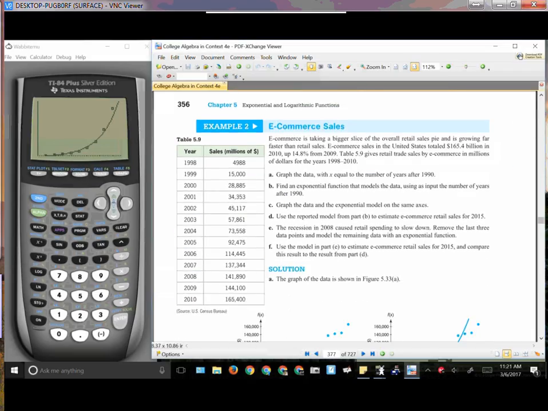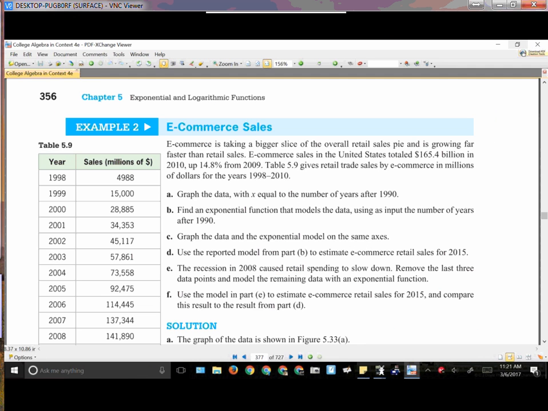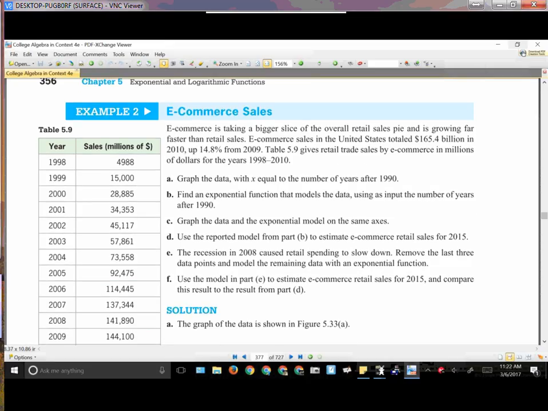Now, here's another situation where they want us to go through and graph things out. Setting up the graphs for this stuff isn't all that difficult to deal with. I mean, we've been doing that for quite a while. Again, pay attention to what they're talking about. Graph the data, x equal to the number of years after 1990. So that means you're going to be doing 8, 9, 10, 11, 12, so on and so forth down there. Okay? Find the exponential function.